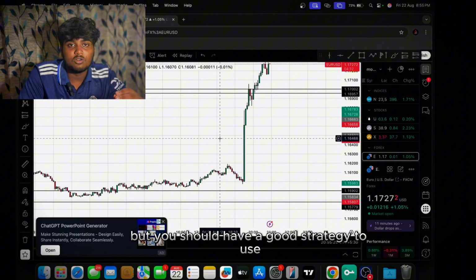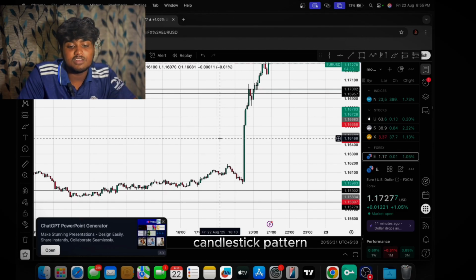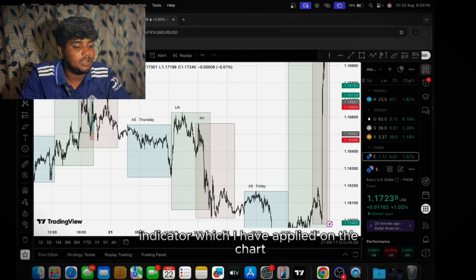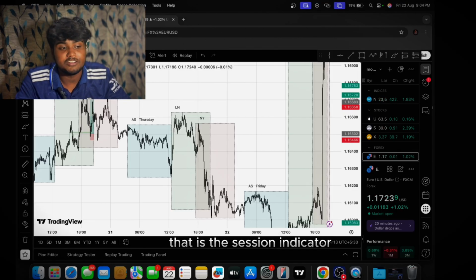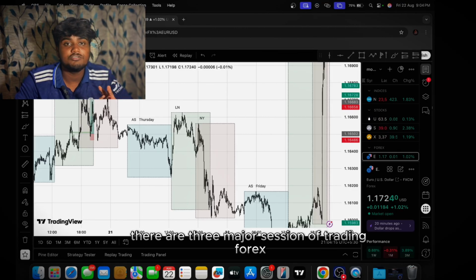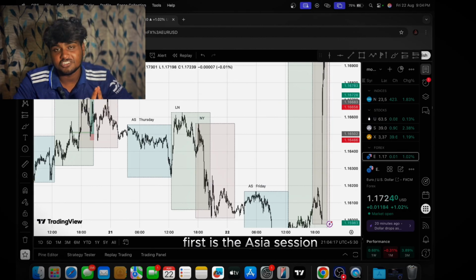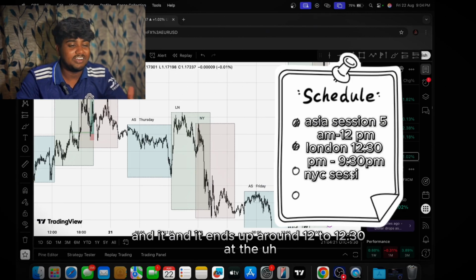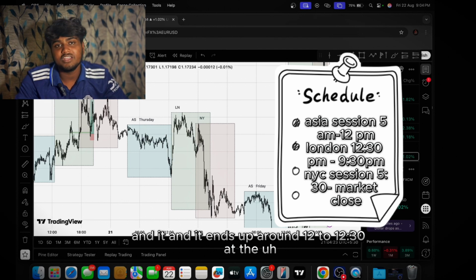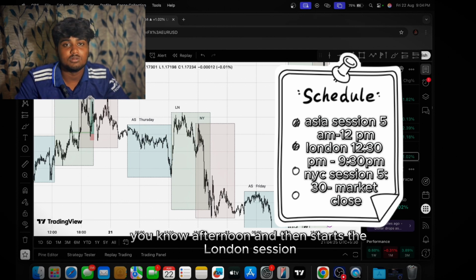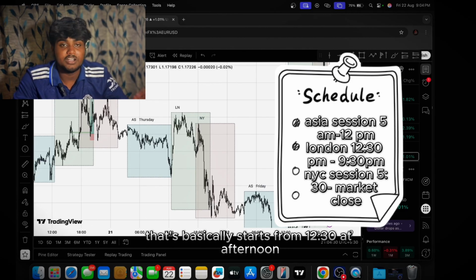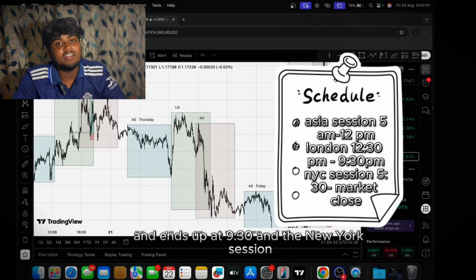But you should have a good strategy to use candlestick patterns. Okay, so you can see an indicator which I have applied on the chart, that is the session indicator. Basically, there are three major sessions of trading Forex. First is the Asia session, which starts around 5 o'clock in the morning and ends around 12 to 12:30 in the afternoon. And then starts the London session, which starts from 12:30 in the afternoon and ends at 9:30.